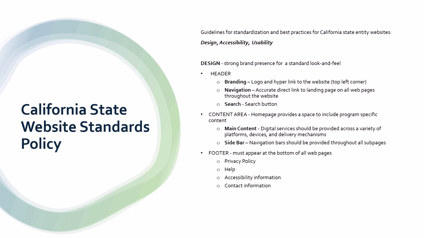So I chose to do the California State Website Standards Policy, which provides guidelines for standardization and best practices for California state entity websites and enhances user experience. The policy specifically focuses on design, accessibility, and usability. So the first element, design, creates a strong brand presence for a standard look and feel for the website. For design, it focused on three elements: header, content area, and footer.